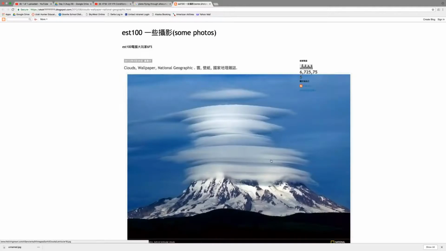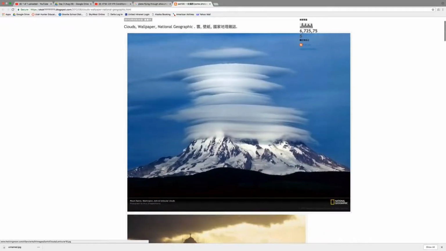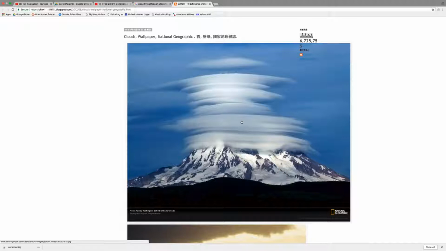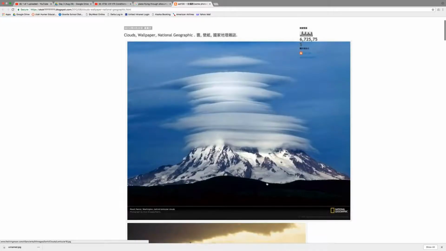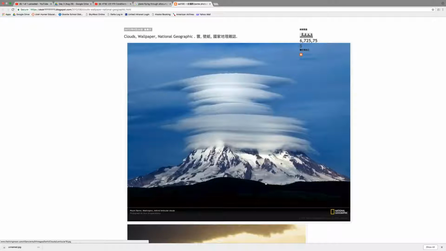That is what I'm looking for. This is the best picture you could ever use to describe an altocumulus standing lenticular. This is like a 1, 2, 3, 4, 5, 6, 7, 8, 9, 10, 11 stack pancake. You don't want to be flying anywhere near that mountain by like 50 plus miles, because you're going to get tossed around like a rag doll.